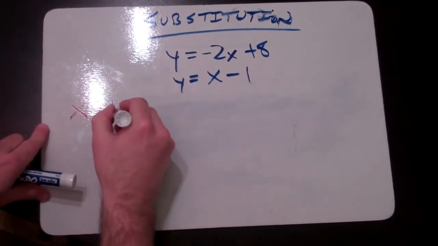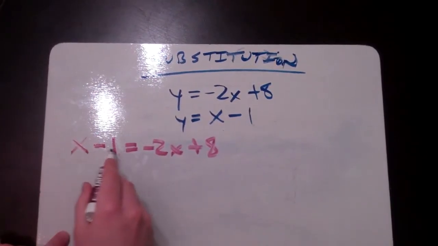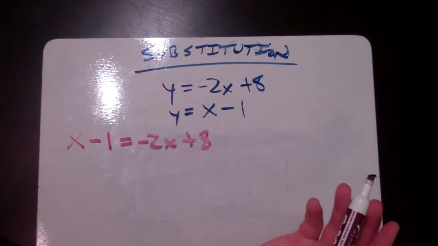X minus 1 equals negative 2x plus 8. If I look at this equation now, I only see one variable. Ta-da! We can solve for x now.